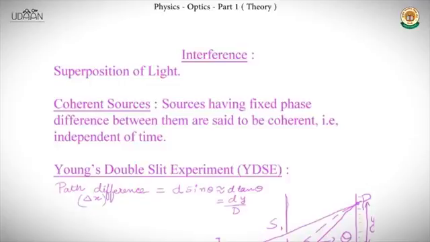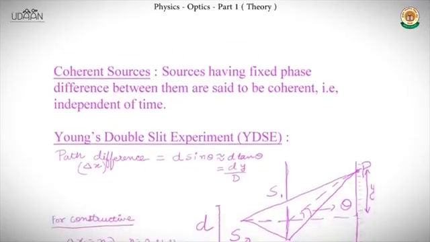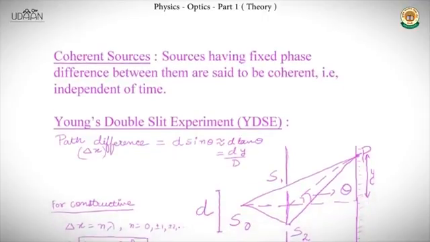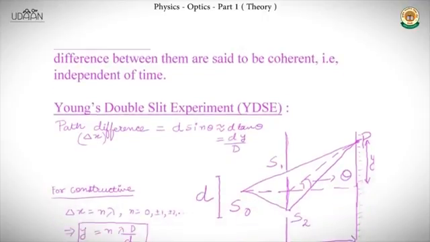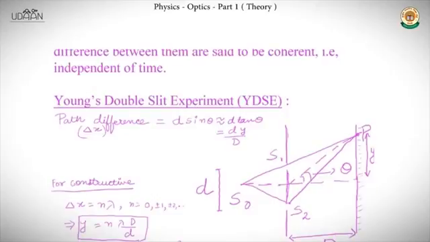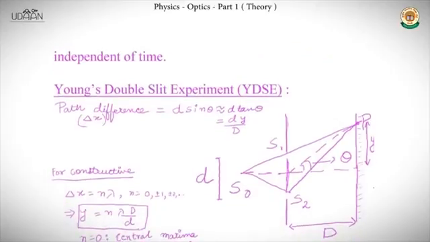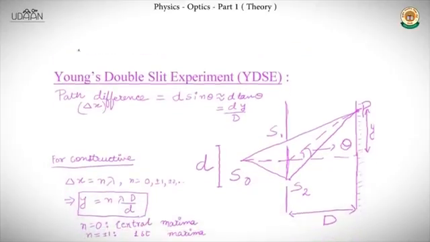Now we'll move on to one of the most important experimental setups from the JEE point of view, that is Young's double slit experiment. In abbreviation, we say YDSE. In YDSE, basically we use two slits S1 and S2, and there is a point source S0 from which light waves emerge, and the size of the holes of S1 and S2 are comparable to the wavelength of light.